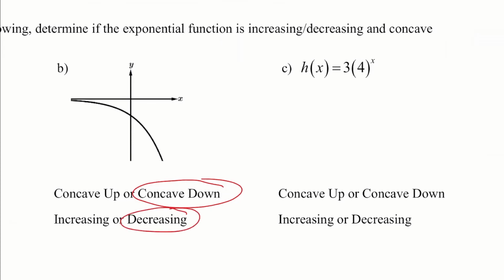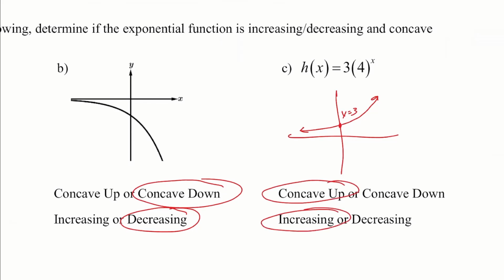Part C, again, they were not nice to us without giving us a graph, so we should probably give an estimate of what our sketch should look like in our heads or on our papers. Since my base of 4 is bigger than 1, I know that this graph should indicate growth with an initial point of y equals 3. And then based on my sketch, I can tell that this is concave up and it's also increasing.